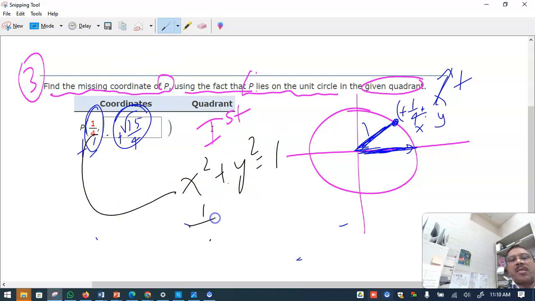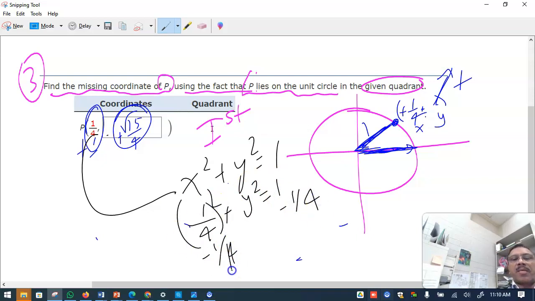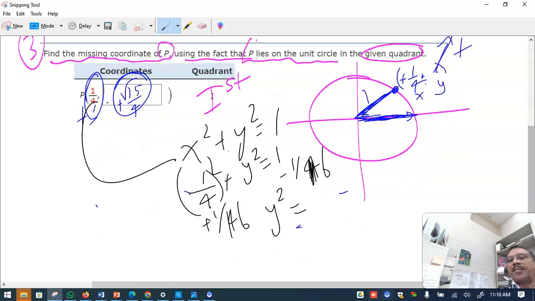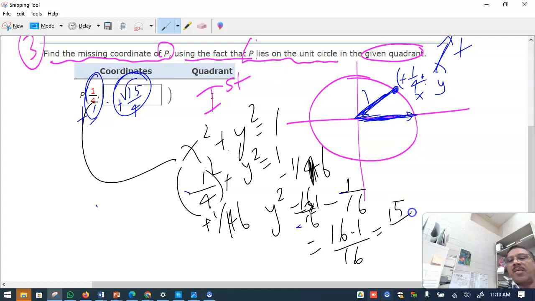X is 1/4, so this is 1/4. Y we don't know. So this is how you can subtract 1/4 from both sides. Of course, I forgot to square, so this is 16. So this becomes 1 over 16. So y squared is 1 minus 1 over 16. Then you multiply by 16 and divide by 16. So 16 minus 1 over 16 is 15 over 16.